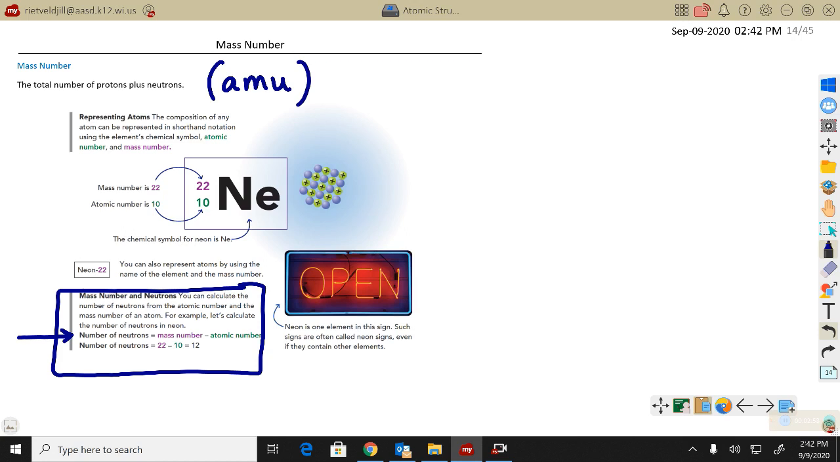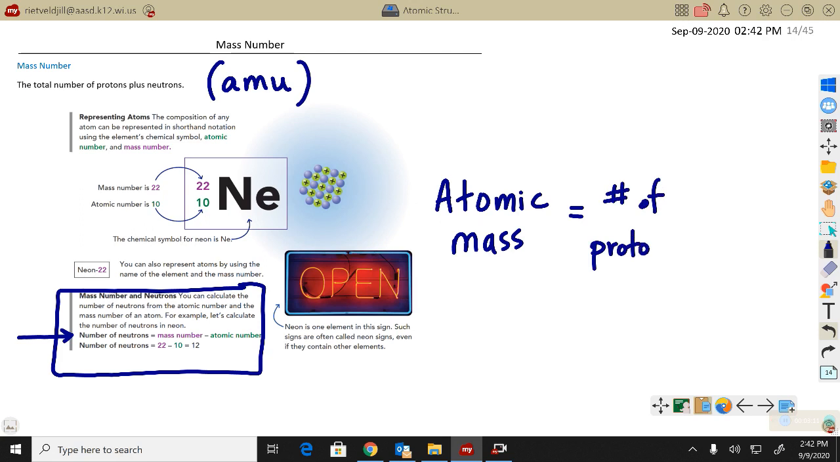Or I think of it as the atomic mass. Mass is the number of protons plus the number of neutrons. The mass is the protons plus the neutrons. And so if I basically just subtract the two numbers in the box, the difference should be the number of neutrons. Oh yeah, I kind of remember that.